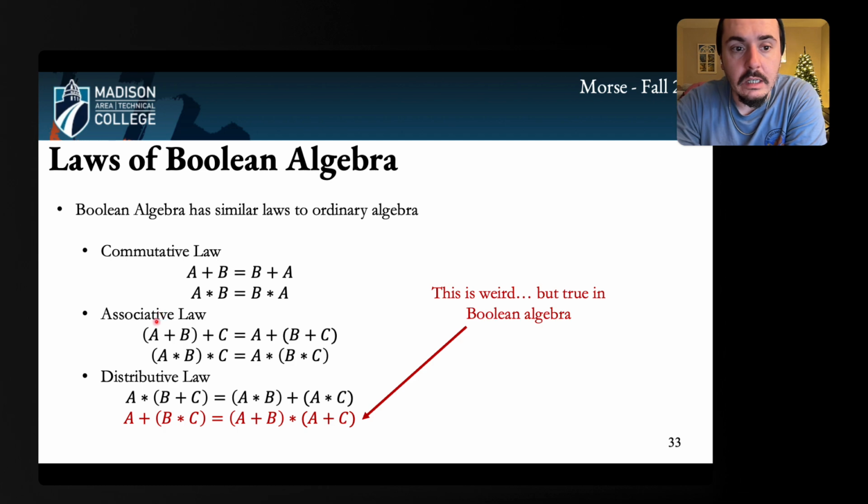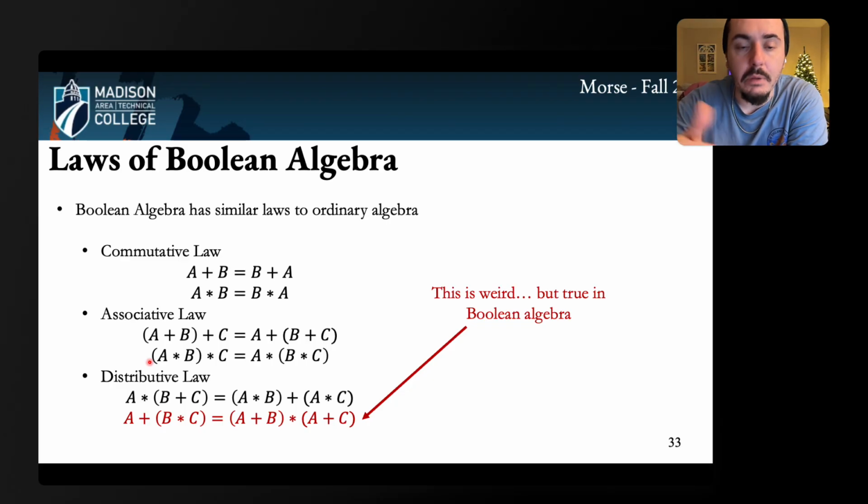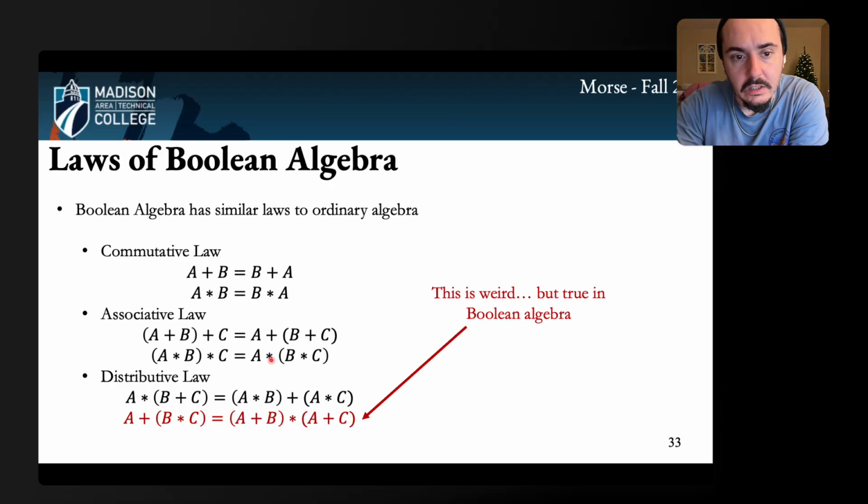The associative law, where I have A plus B and then I add C, is still equal to A plus the quantity B plus C. So it doesn't matter what order I do the addition, it's still the same. And then the same thing with multiplication: A times B times C is equal to A times the quantity B times C. So it doesn't matter where the parentheses are in this multiplication or addition, I do it all the same.